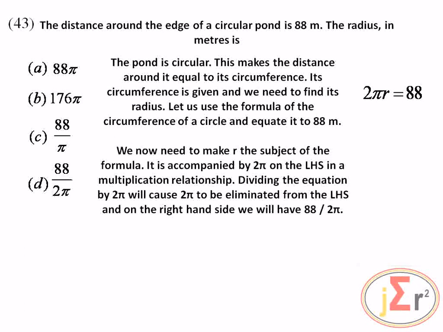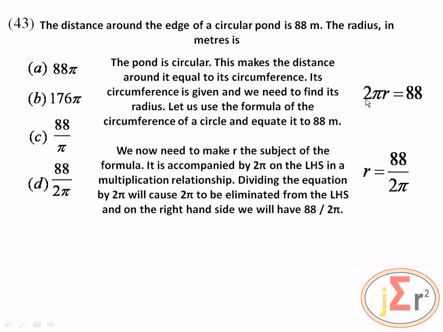We now need to make r the subject of the formula. It is accompanied by 2 pi on the left hand side in a multiplication relationship. Dividing the equation by 2 pi will cause 2 pi to be eliminated from the left hand side, and on the right hand side we will have 88 divided by 2 pi. So r is 88 divided by 2 pi, and we need not reduce this or write it in any other way because we have the option right here that is exactly like that. So r is equal to 88 over 2 pi, and that is represented by option D.